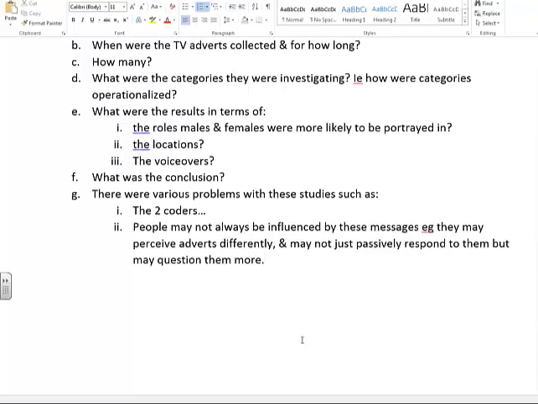So, people don't always passively respond to adverts. They may feel that they want to question a little bit more, or they're annoyed by it, or whatever. Okay, so there are problems with these. All right, so that's that.